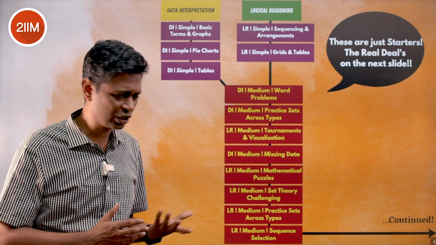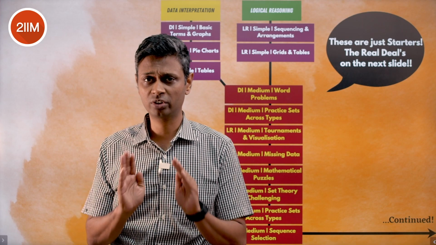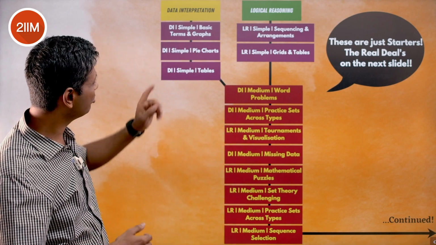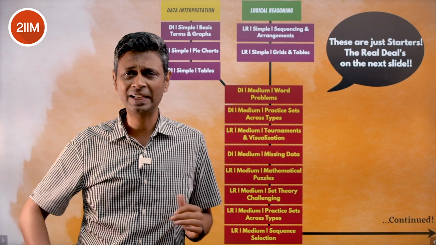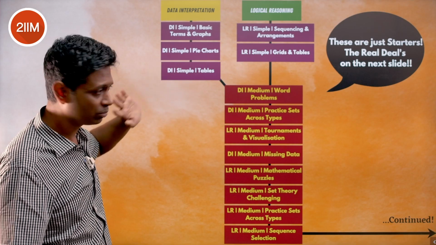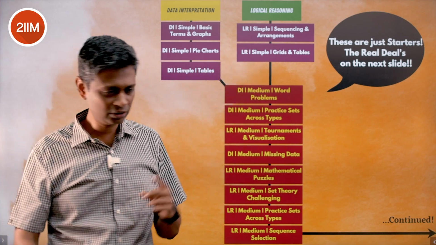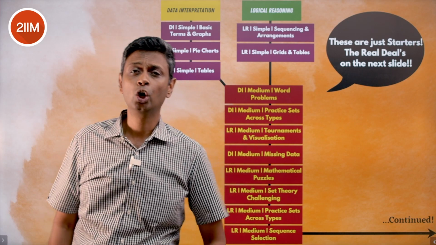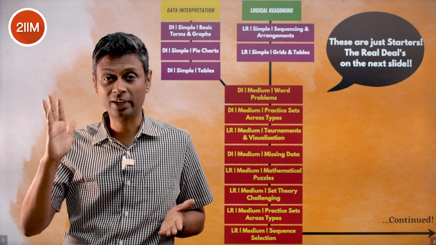So we've tried to put together a schedule, a framework. Our 2IM course follows this. And so what we said? We said, look, we'll do simple data interpretation, simple logical reasoning. These are isolated parts: some bar graphs and charts, some pie charts, some tables, some sequencing and arrangement, grids and tables. This is the data interpretation and logical reasoning you could have expected in CAT in 2008 or 9 or 12.